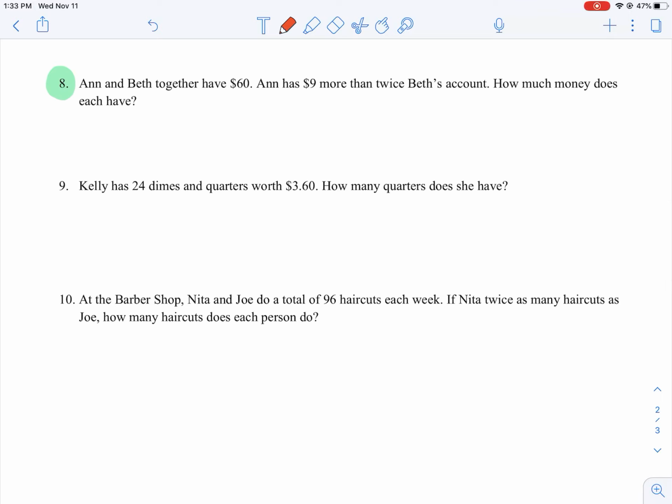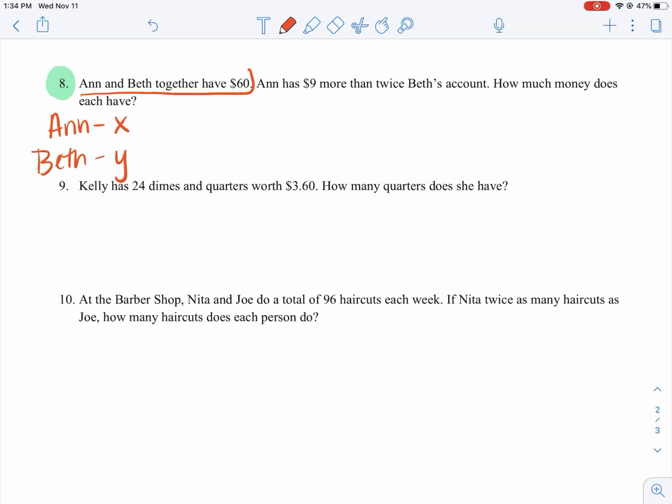Skipping ahead to number 8, it says Ann and Beth together have $60. Ann has 9 more than twice Beth's account. How much money does each have? So I'm going to use Ann as X and Beth as Y.